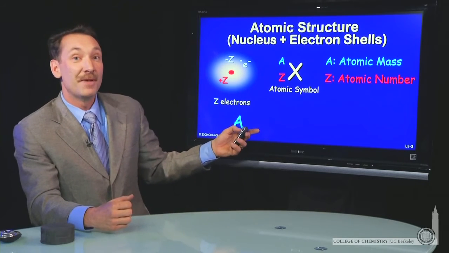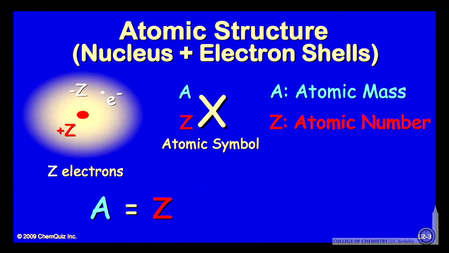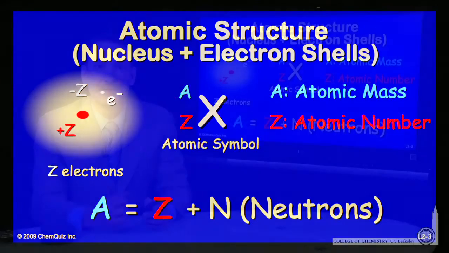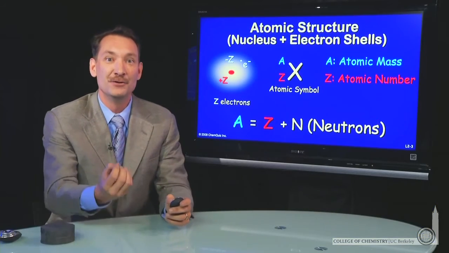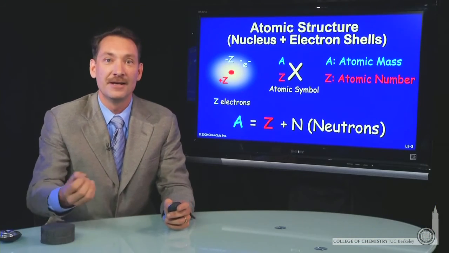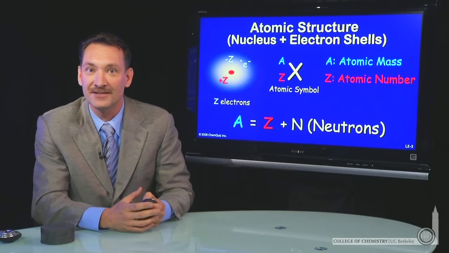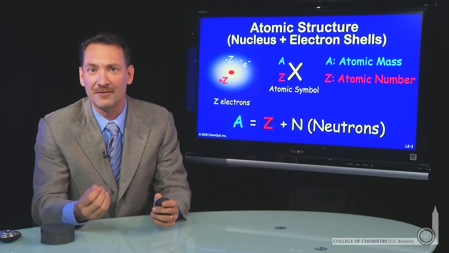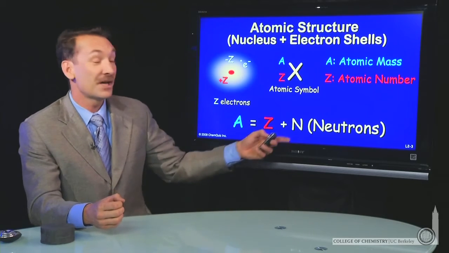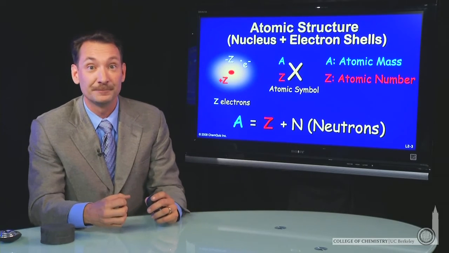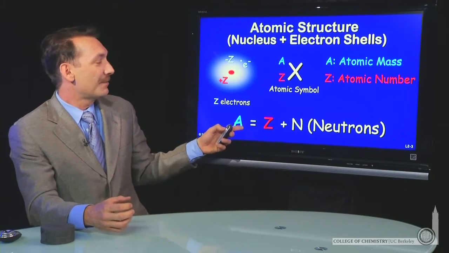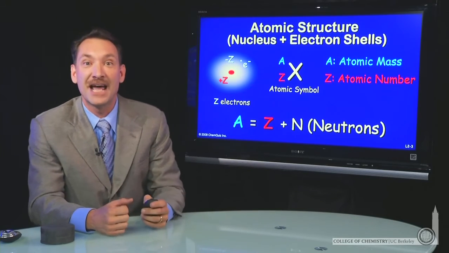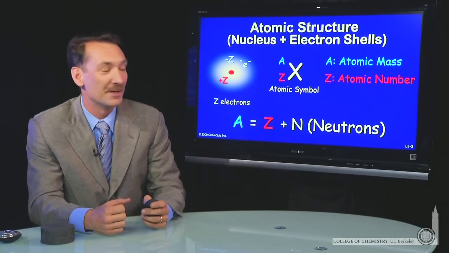Now, the atomic mass is the sum of that atomic number and the number of neutrons. The mass is determined by neutrons plus protons. The electrons don't really contribute to the mass because electrons are so tiny. They're about 1/2000th the mass of a proton or a neutron. Protons and neutrons have about the same mass. So atomic mass given by the sum, atomic number determining the identity of the element.